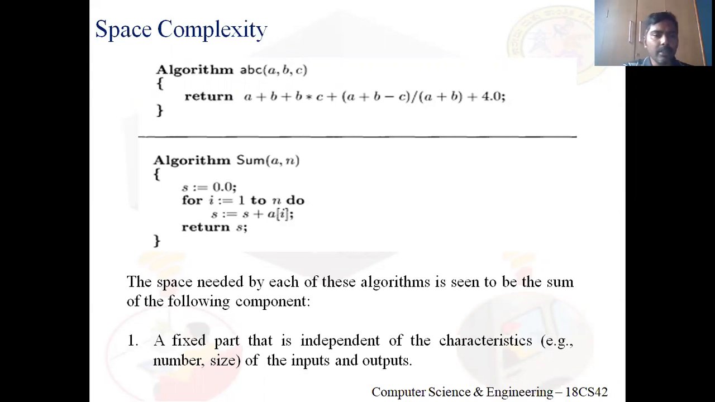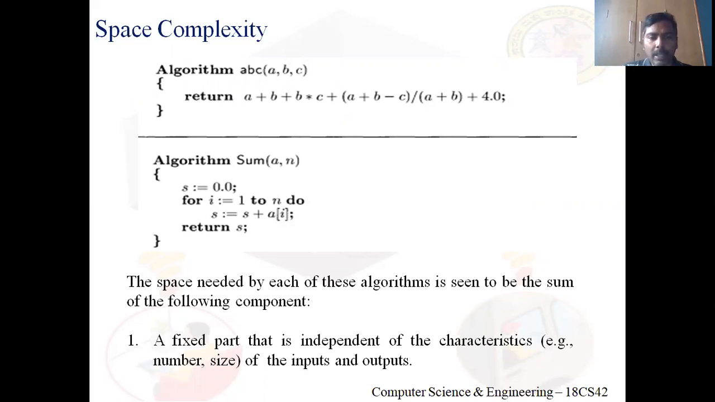Now look at the second algorithm. In the second algorithm, you can see there are some variables: a variable I, and a variable n. Yes, I and n each require 1 unit of memory. But there's also an array A. So now the question is, how many units of memory are going to be occupied by this array A?